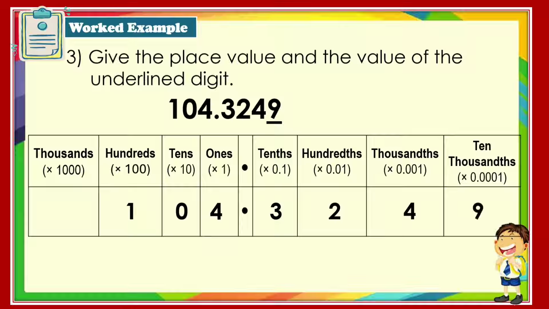And then the underlying digit is 9. So what is the place value of the underlying digit? And its value. So look at the 9. It is in the 10,000ths place. So the place value is 10,000ths.